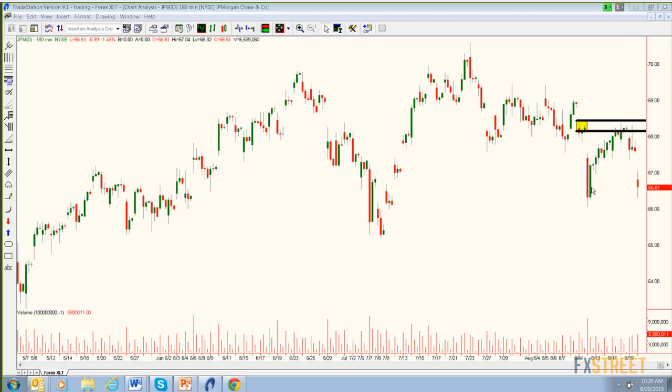So the fact that you had a gap away from this level, very little trading at the level, and then we have the pattern itself, and there's more odds enhancers, but that's enough. We don't really even need any more for this one.